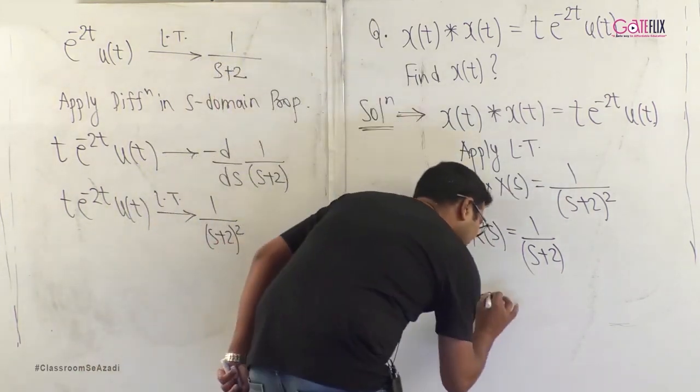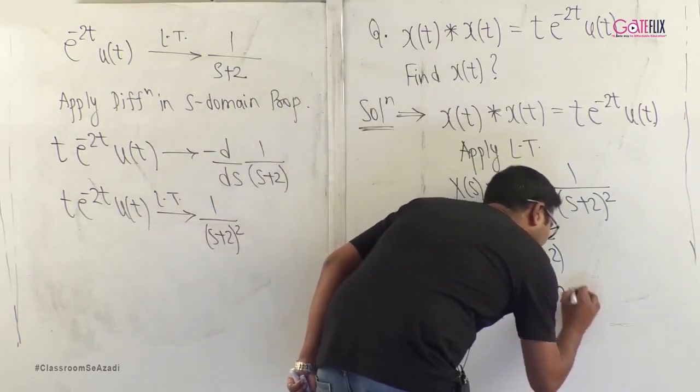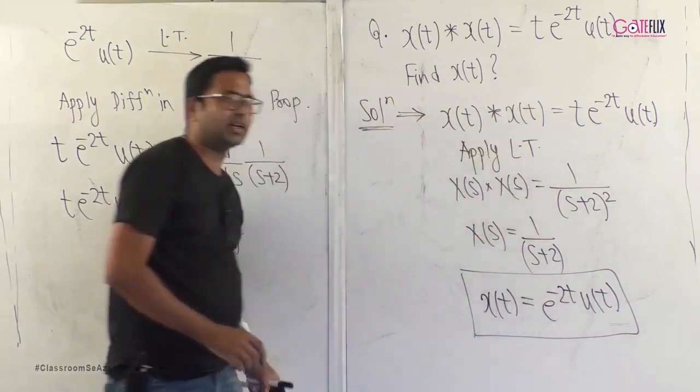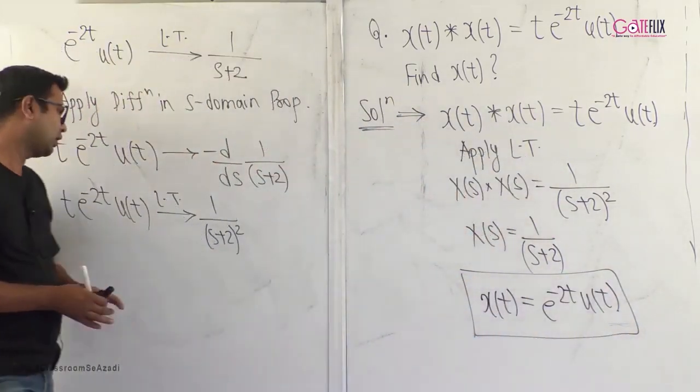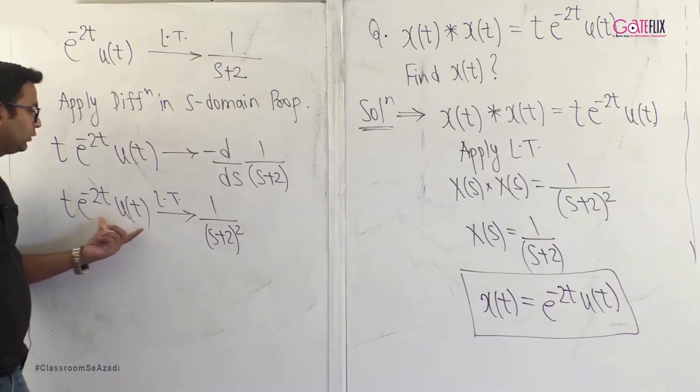If we take the inverse Laplace transform, x of t will be e raised to minus 2t into u of t, which will be the answer to this question. I hope you have understood how we have calculated the Laplace transform of t into e raised to minus 2t into u of t.